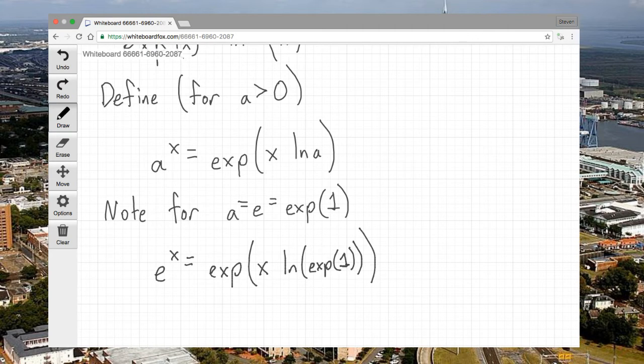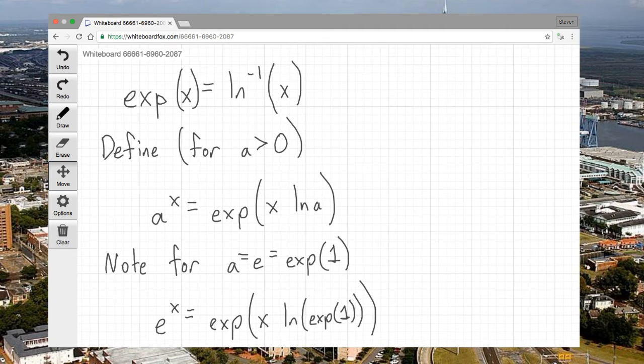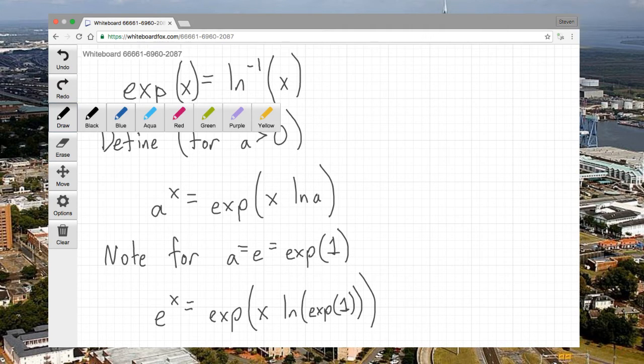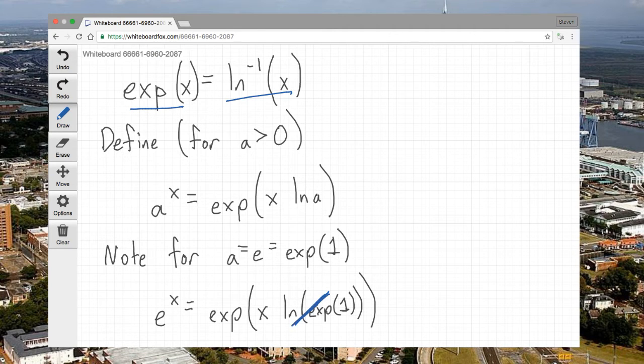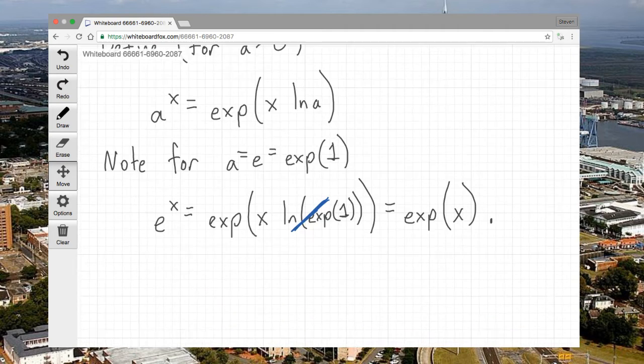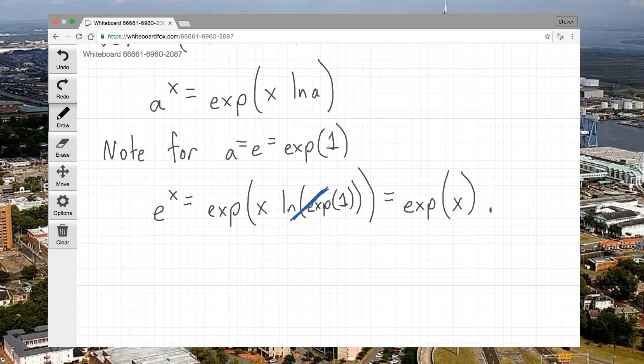Now remember, just a moment ago, I said that the exponential function is the inverse of the natural log. That means these will cancel each other out. And that means that what am I left with? e to the x is the exponential function of x times 1, which is just x. So that means that this exponential function, as I promised you, is exactly the same thing as e to the x.